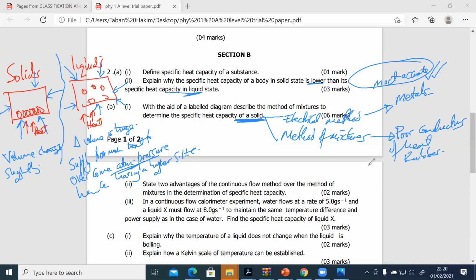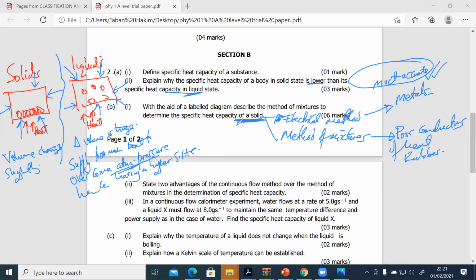That is the reason. And in case the question is particularly saying to describe an experiment to determine the specific capacity of a good conductor of heat, of a metal, just know that we're going to be talking about the electrical method. Likewise, if the question says to describe the accurate method of determining the specific capacity of a solid, if they mention the word accurate, then still that is the electrical method.